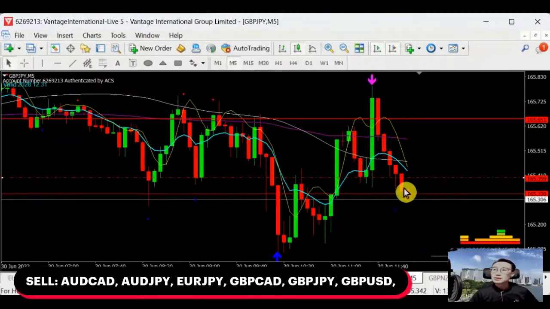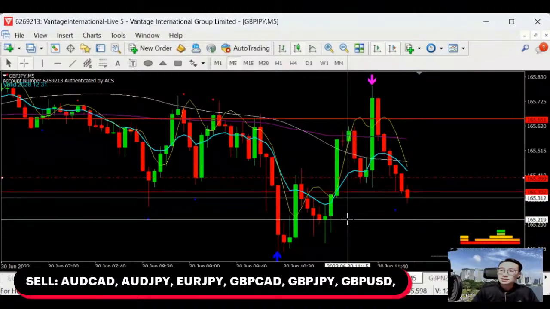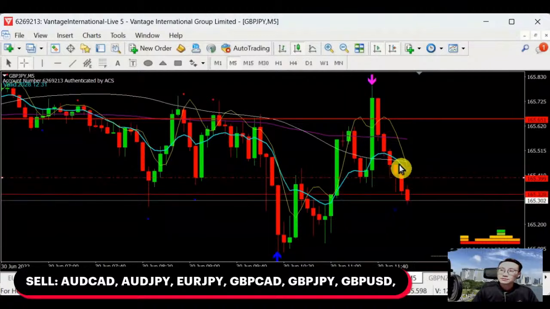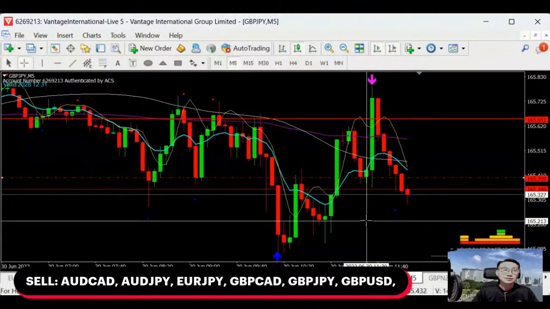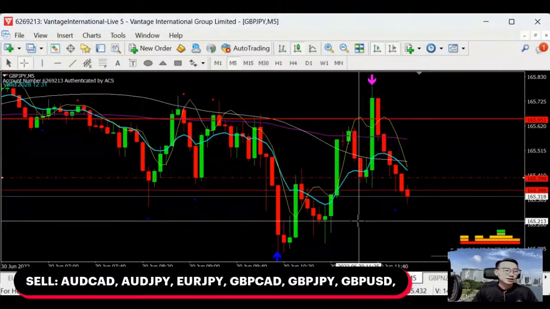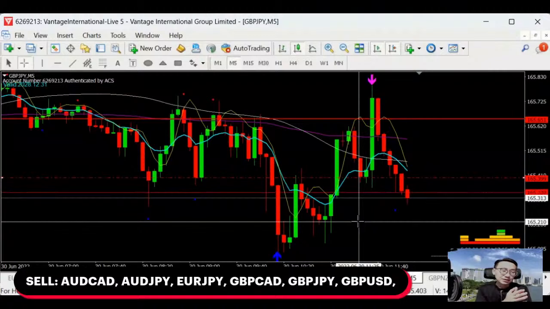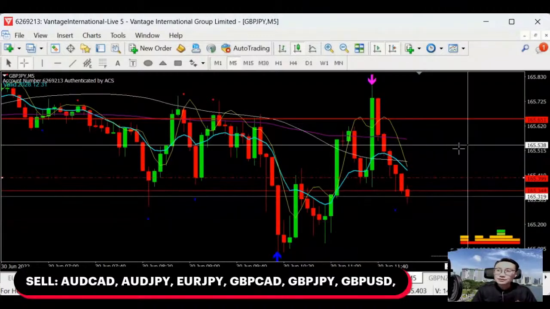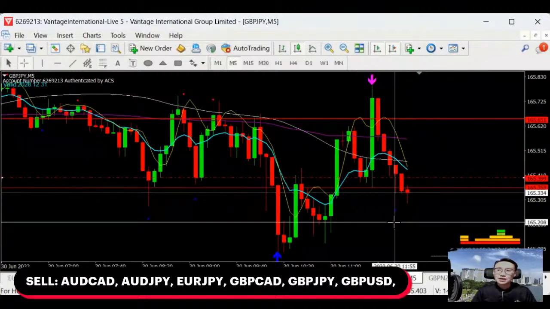Because this is a support level, after coming in right now, the mission is to test the support. This is a very small time frame, which is currently what the pound yen is doing.